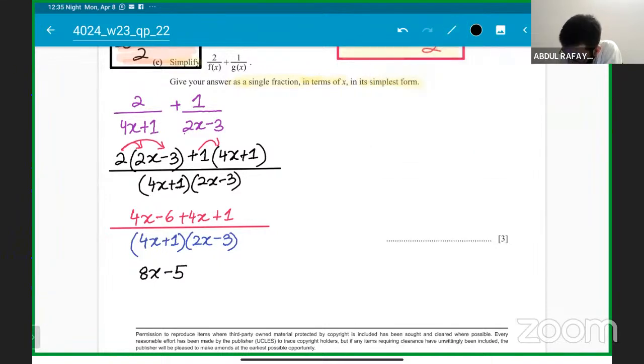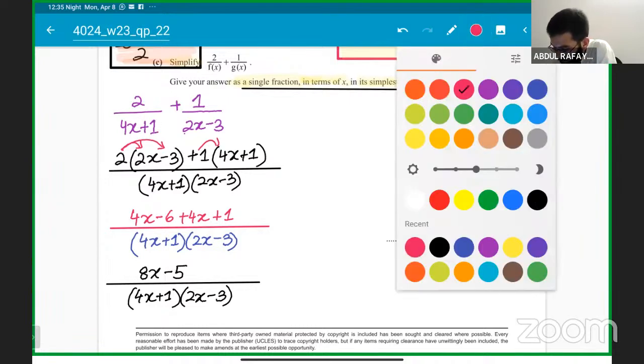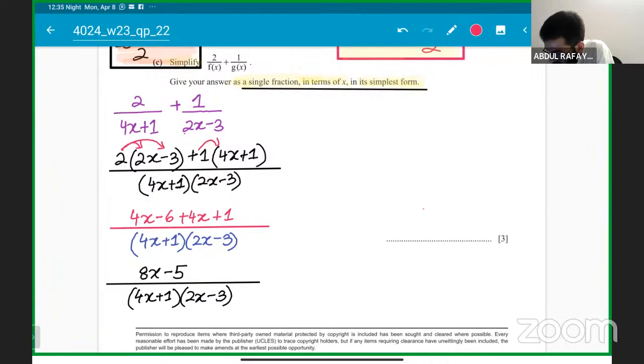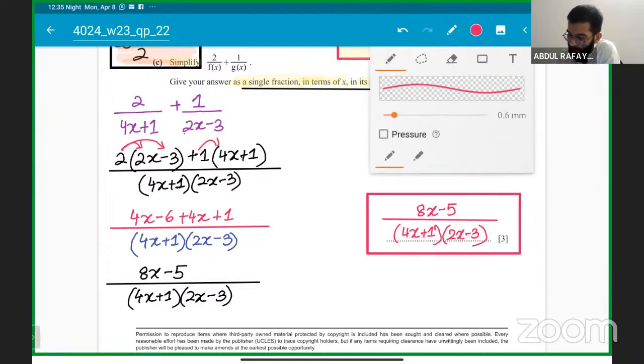You have to copy that 8x minus 5. You have to give the answer as a single fraction in its simplest form. A lot of students try to multiply out the denominator as well, and you can do that too. Both will be awarded the same marks. You will not lose a mark here. Just make sure you write the denominator here as well, to get all three marks: 4x plus 1 times 2x minus 3. This is the answer for 3 marks, and we have got it correct.